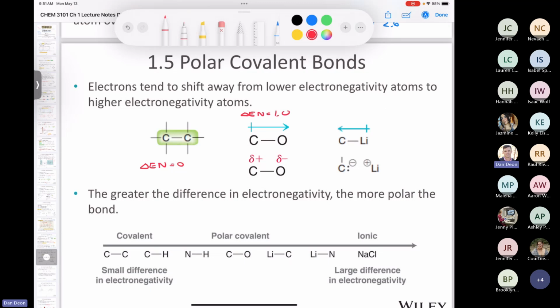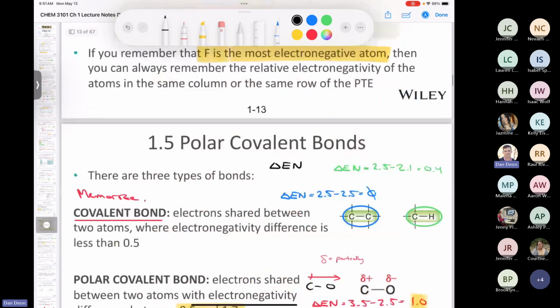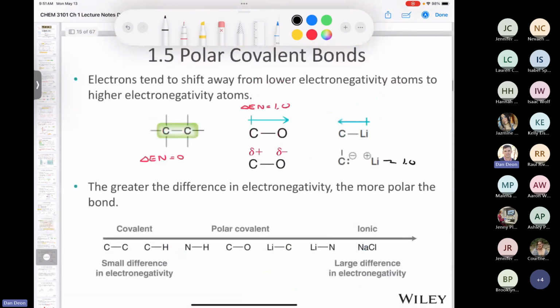Now, if we look at carbon and lithium, let's just write it in black here. It turns out that lithium has an electronegativity of 1.0. So we'll put here 1.0. I think I'm right. I just want to make sure. Yeah, it's 1.0. So our delta EN here is going to be 2.5 minus 1, which gives us 1.5. So it's a polar covalent bond.